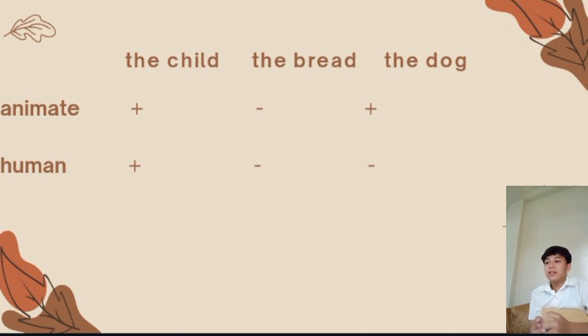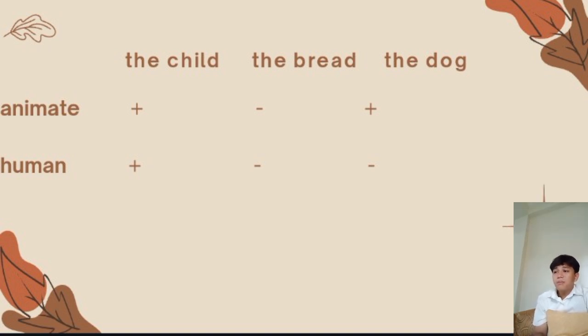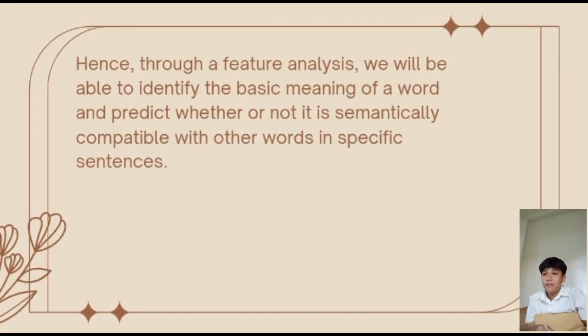We have a table here which shows us animate and human. In this example, we can put plus for animate and human for the child because it is living and it does the action. While the bread is non-living, that's why we can put minus here. Also for the dog, we can put plus for animate because it does the action, but it's not human, so we put minus. Hence, through a feature analysis, we are able to identify the basic meaning of a word and predict whether or not it is semantically compatible with other words in a specific sentence.